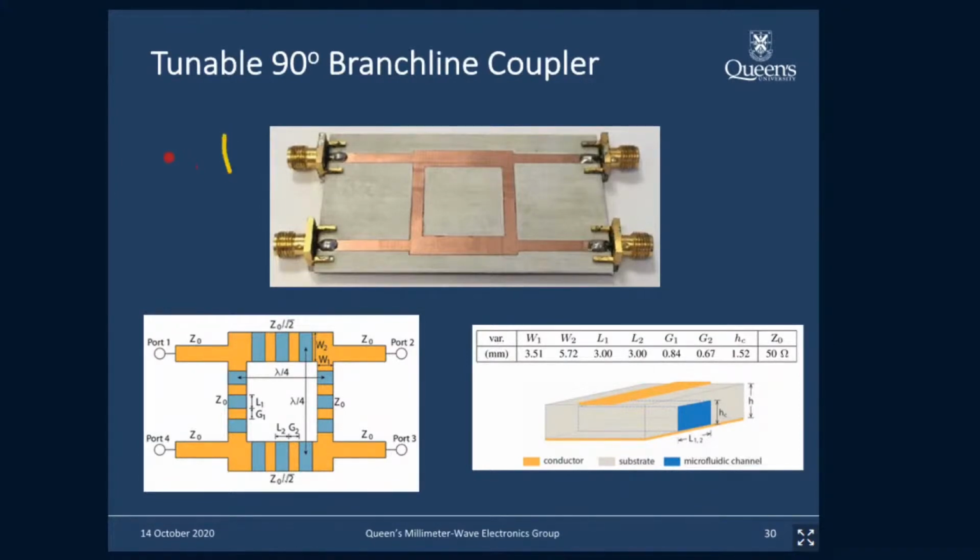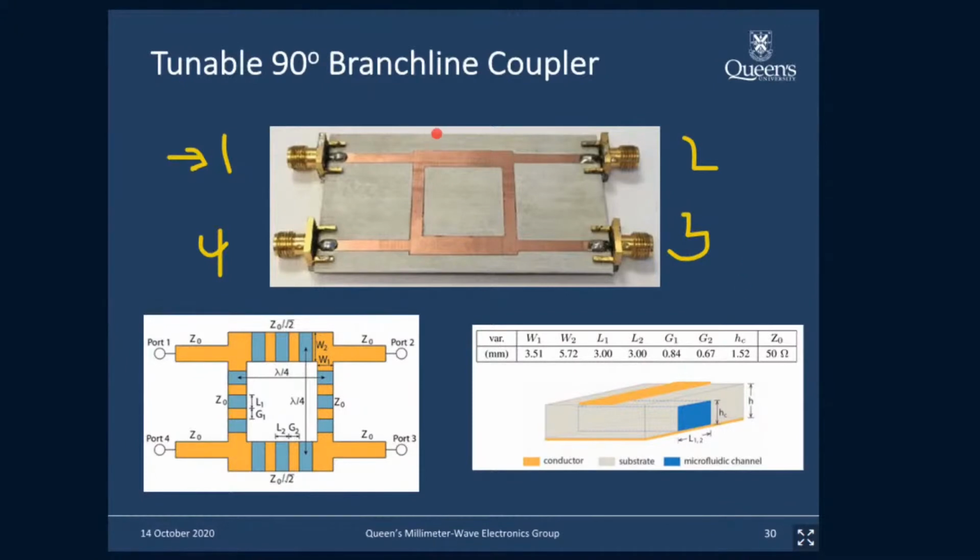Say you have an incident signal at port 1, and then over here at ports 2 and 3, you have an equal power split. Port 4 is isolated as long as all the ports are terminated in 50 ohms. And then there's a phase shift between ports 2 and 3 of 90 degrees. That's hence the name 90-degree branch-line coupler.